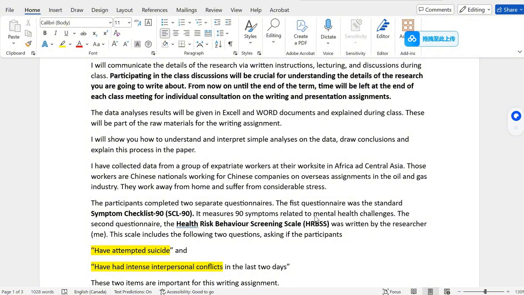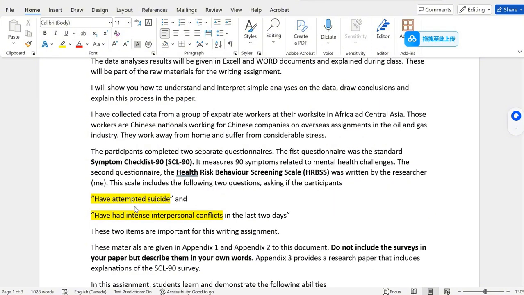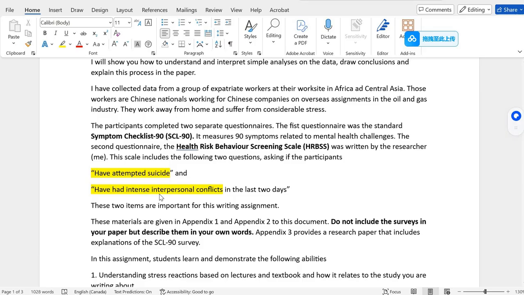In the current study, the sample not only completed the Symptom Checklist 90, like all the participants in study 1 of Lee et al., they also completed another questionnaire, the Health Risk Behavior Screening Scale. In this questionnaire, they reported if they had ever had suicide attempts. And they also reported whether they have had intense interpersonal conflicts in the last 2 days.